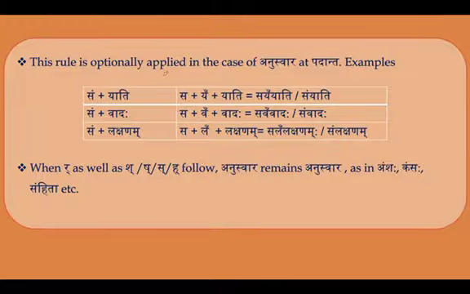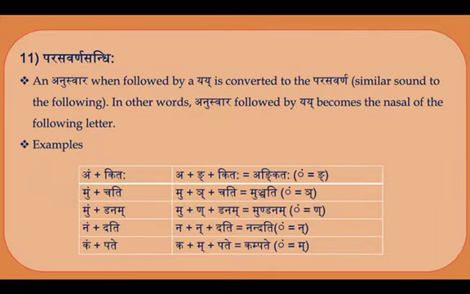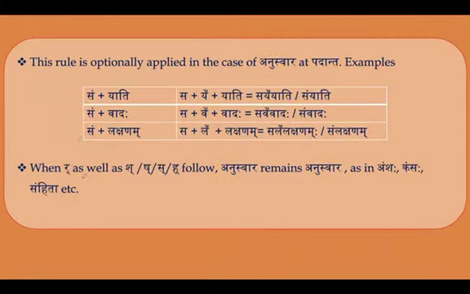So this rule is optionally applied in the case of Anuswara at Padanta. Examples are sam plus yati. Now you see here, there are two padas, right? Yati is a separate pada, Badaha is a separate pada, Lakshanam is a separate pada. So in the earlier case, the Anuswara was occurring within the pada. Here, what is the rule for Padanta? It is optional.